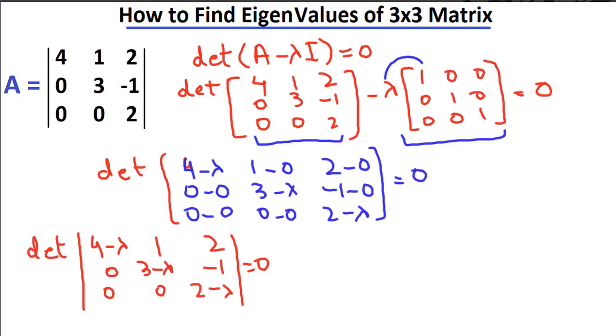Lambda is the eigenvalue, whose values we are going to find in today's lecture. Keep this in mind. This is a 3 by 3 matrix. You just need to use the method of finding the determinant of a 3 by 3 matrix.